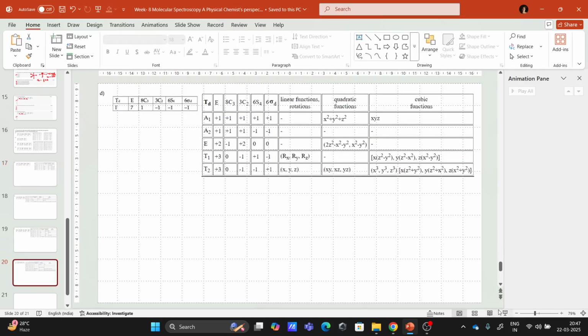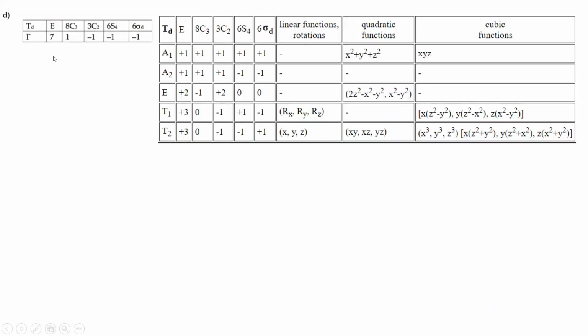Okay, now let us come back to this. So this is our reducible representation, and we know the formula that a_i is going to be: 1 over h, summation over R of chi_R times chi_i of R. Good.